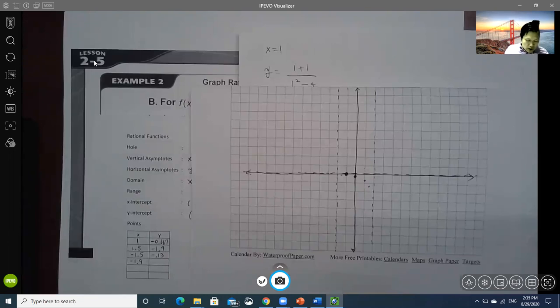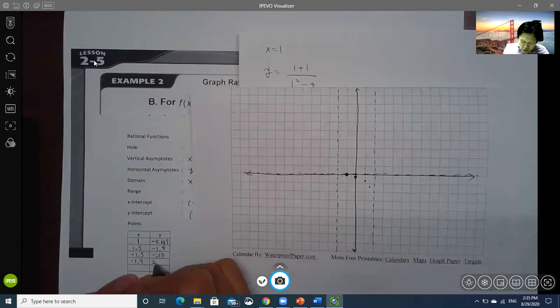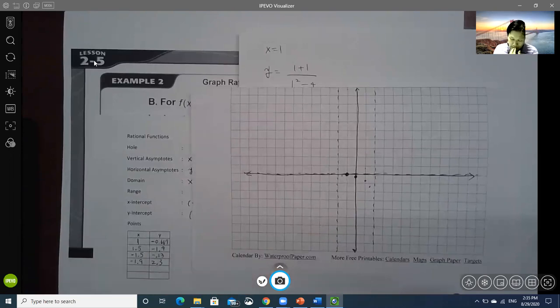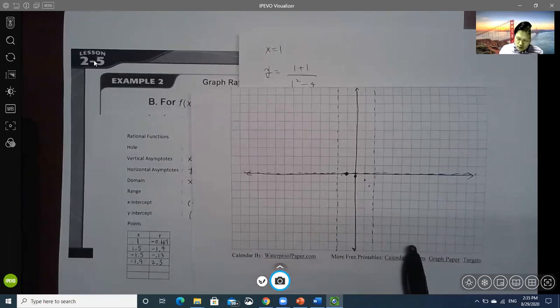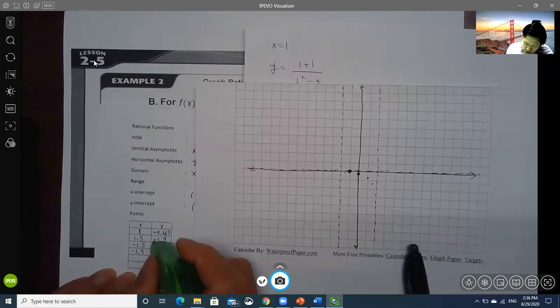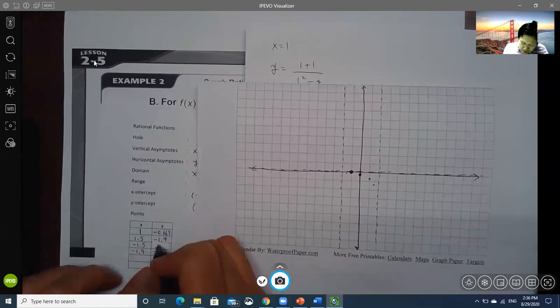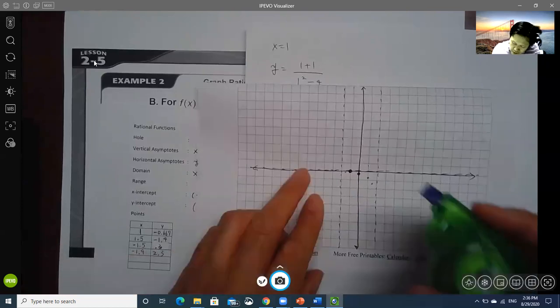Minus 1.9, then I got 2.3. What was the minus 1.5? Okay, so I made a mistake with my calculator. Minus 1.5 wasn't minus 0.13, it was a positive value. Okay, that makes more sense. So when I plug in minus 1.5, it was 0.28, 0.29, so I'll say 0.3. That makes better sense here.